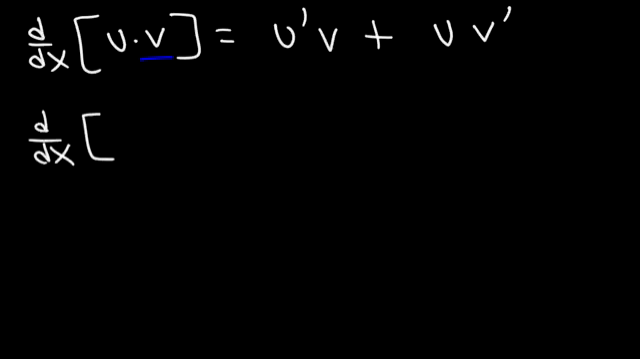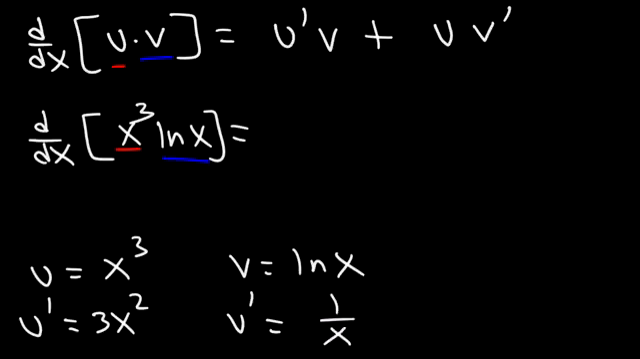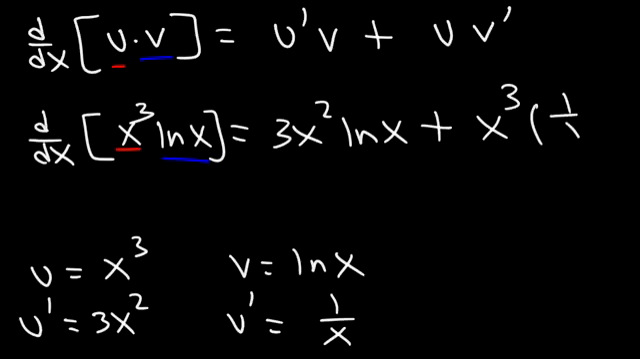Now let's try another one. What is the derivative of x cubed ln x? In this case, u is x cubed, v is ln x. U prime, the derivative of x cubed, is going to be 3x squared, and v prime, the derivative of ln x, is going to be 1 over x. So it's u prime v, 3x squared times ln x, plus uv prime, x cubed times 1 over x.